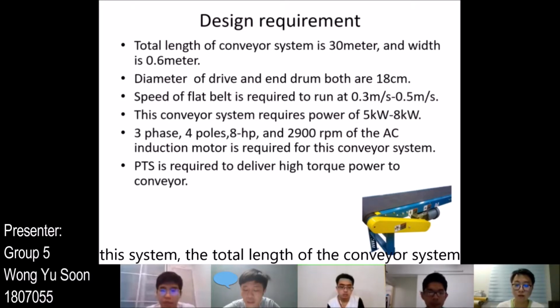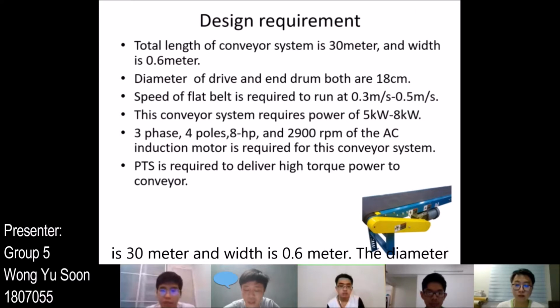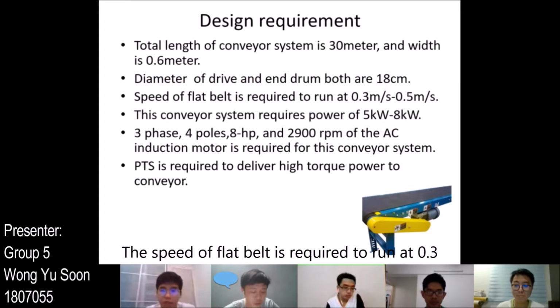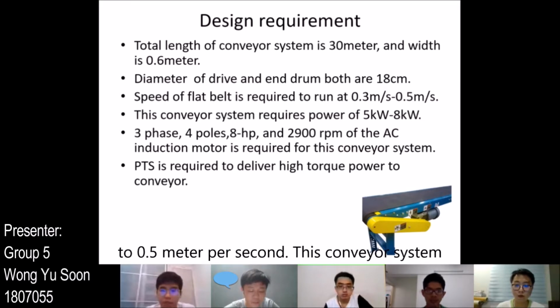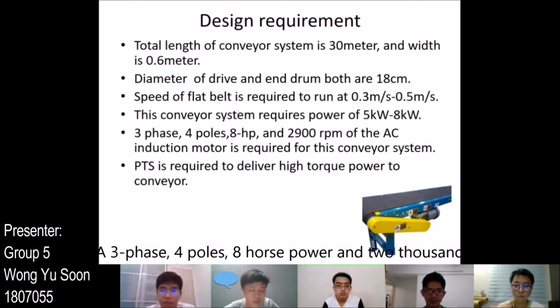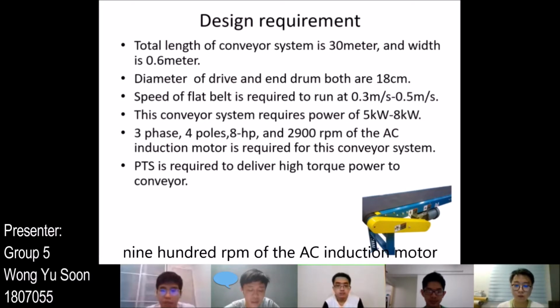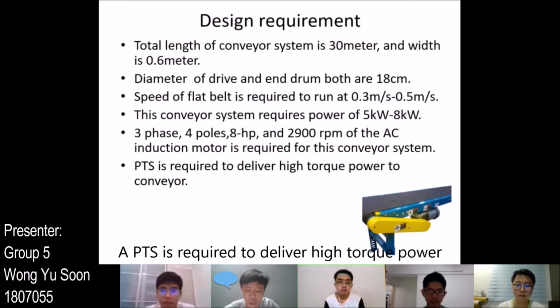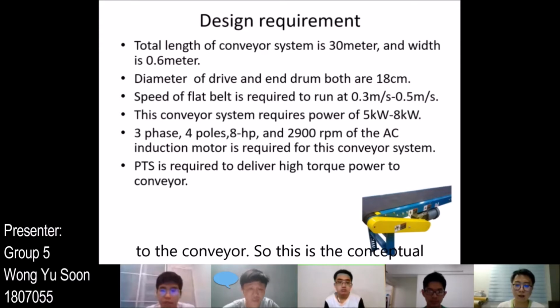The total length of conveyor system is 30 meters and width is 0.6 meter. The diameter of drive and end drum both are 18 cm. The speed of feed belt is required to run at 0.3 to 0.5 meter per second. This conveyor system requires power of 5 kilowatt to 8 kilowatt. A 3-phase 4-pole 8 horsepower and 2,900 RPM AC induction motor is required for this conveyor system. A PTS is required to deliver high torque power to conveyor.